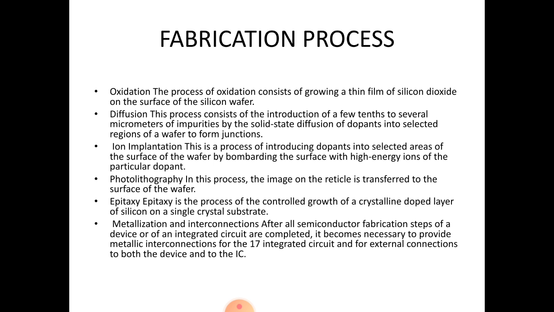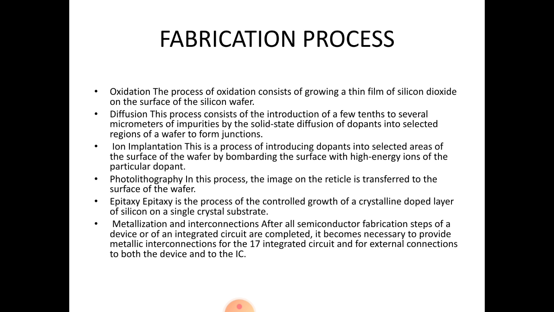This is the first step in IC fabrication, that is, the fabrication process. So what does oxidization mean? Oxidization is a process consisting of growing a thin film of silicon dioxide on the surface of the silicon wafer. The next process is diffusion. This process consists of the introduction of a few tenths to several micrometers of impurities by the solid state diffusion of dopants into selected regions of the wafer to form a junction.